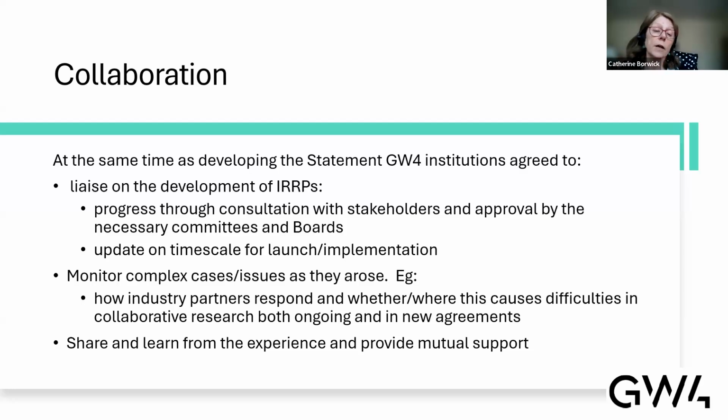So one of the, I think for all the institutions, one of the queries that had arisen in meetings with academics was how industry partners might respond to this, and whether and where this might cause difficulties in collaborative research, both ongoing and in new agreements. So that was something that the GW4 library directors and open access staff liaised on, how to respond to that and how to reassure and instill confidence in authors. And so this was this process of sharing and learning and providing mutual support that continued throughout the process.